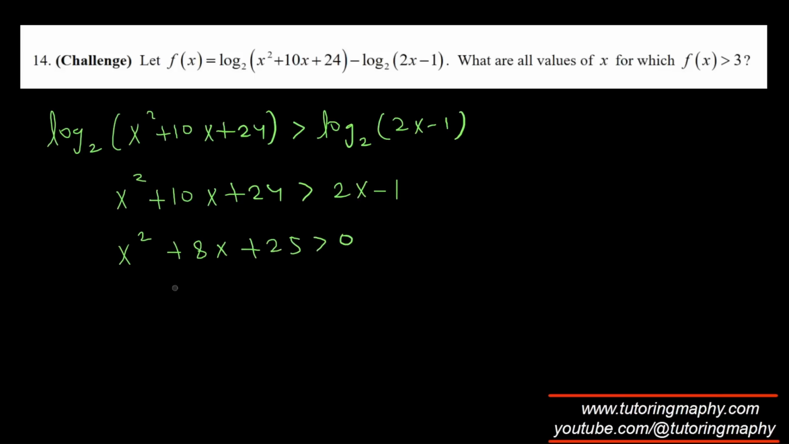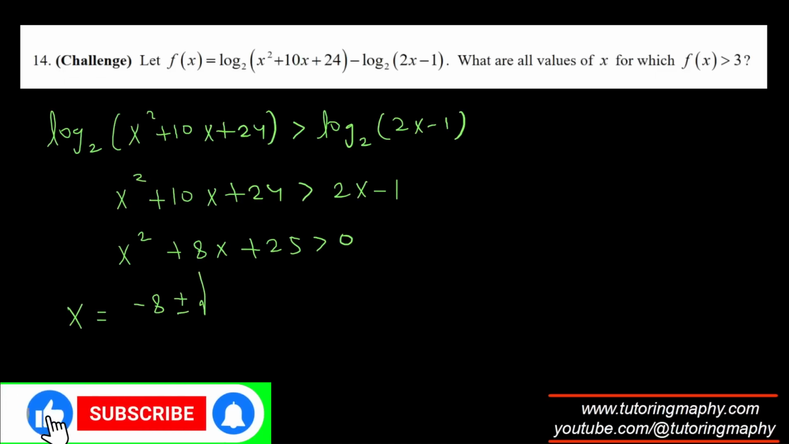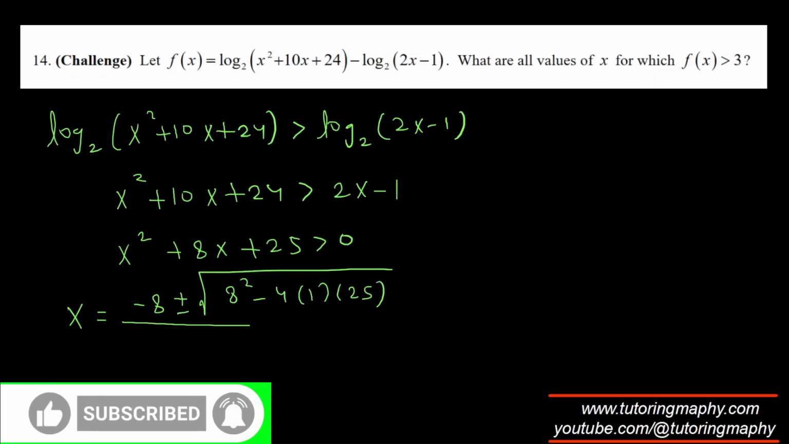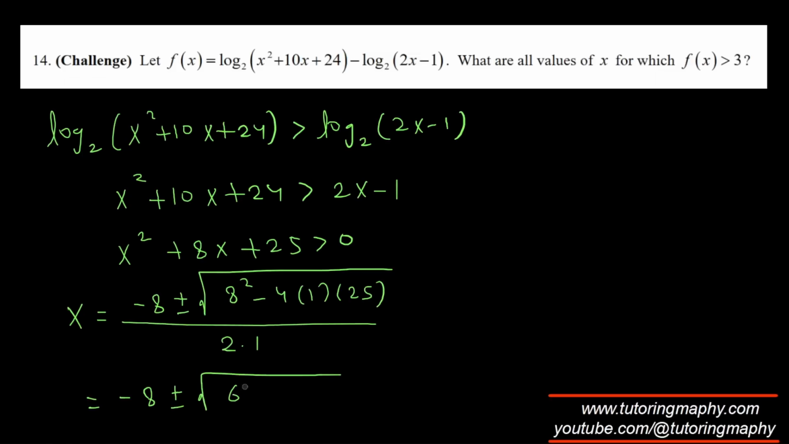Can I factorize this? I don't think so, because this is a 25 and 25 factors are just 5 times 5. I cannot really factorize this. Okay, what are the roots? I think the same situation happens over here. If you try to find the roots, it is minus 8 plus minus square root of 8 squared minus 4 times 1 times 25 over 2 times 1. So it is negative 8 plus minus root of 64 minus 100 over 2. 64 minus 100 is a negative number, so this one has imaginary roots.